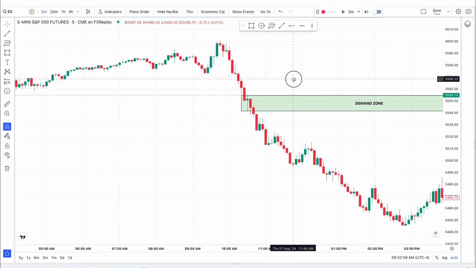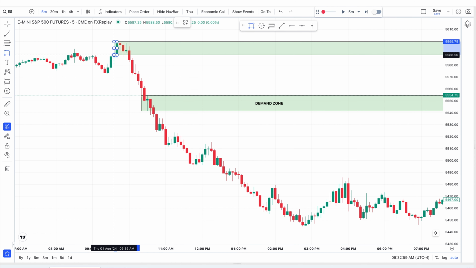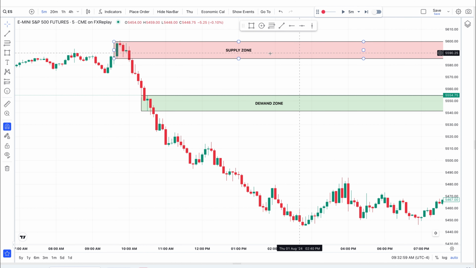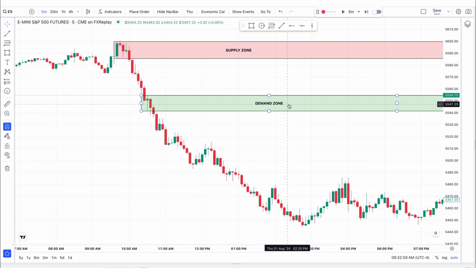So this is the demand zone that they had, and the supply zone was right here. These supply and demand zones were from last week's price action. This is the 1st of August, 2024. And the whole point of supply and demand zones is to essentially look for buying opportunities in demand zones and selling opportunities in supply zones.